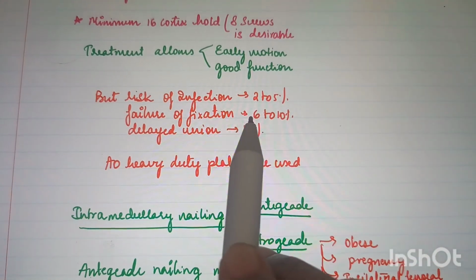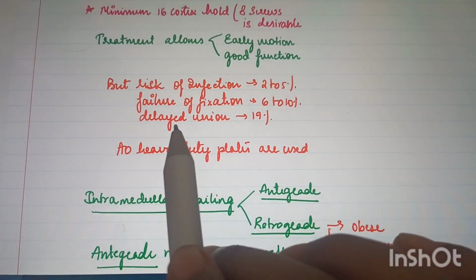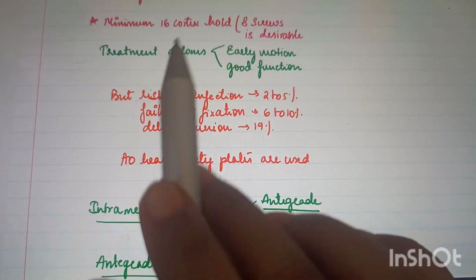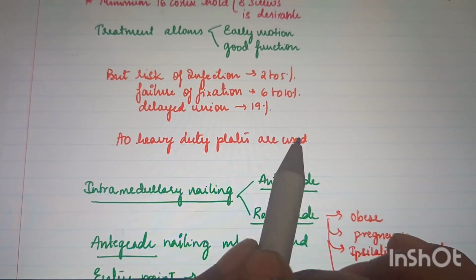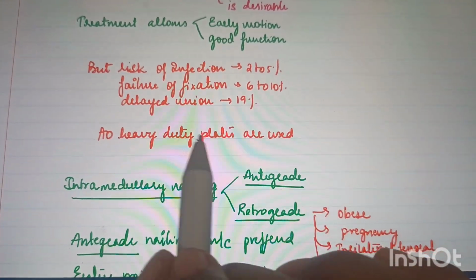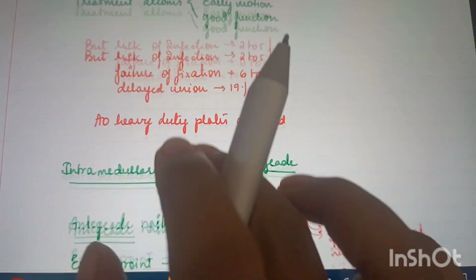Failure of fixation is 6 to 10%. Delayed union is seen in 19%. Commonly used plates are AO heavy duty plates, or condylar blade plates can also be used.